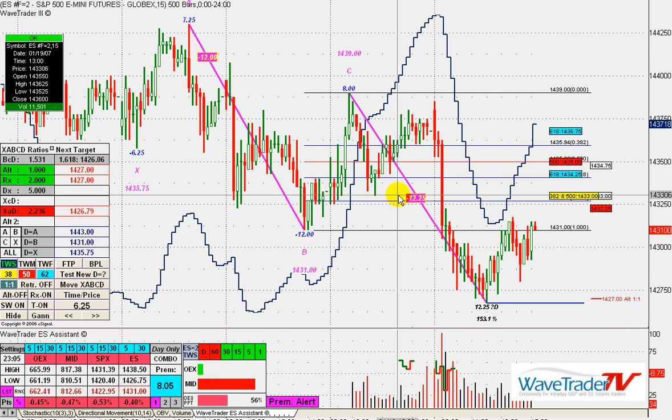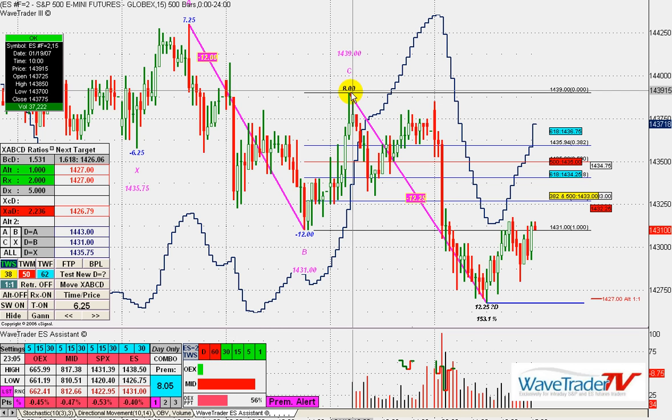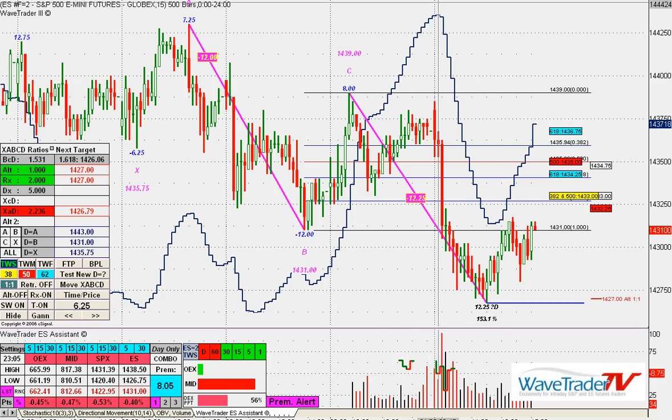that the move into this level is what we have termed a double drive 1-to-1, meaning equal drives on this down move, then a correction here, and then another drive of equal length on this down move, which is a potential support point. And you can see that it did act as support today.